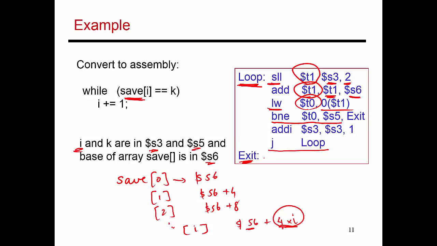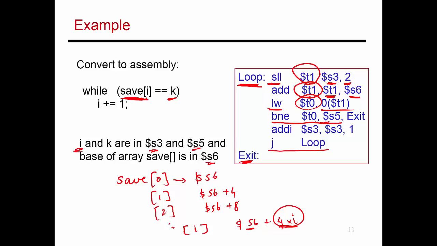So basically you're in this loop while the contents of array save equals the value K, right? I think I may have said the exact opposite when I was introducing this example, but essentially you're in this loop while save I is K. Okay, so if they happen to not be equal, then it's time to exit the loop. So then I jump to exit.